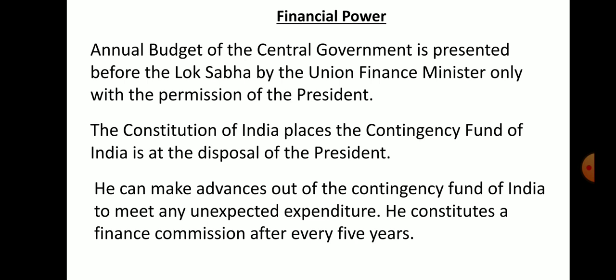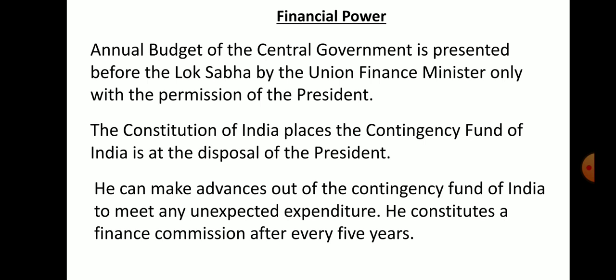The annual budget of the central government is presented to the Lok Sabha by the Union Finance Minister with the permission of the President. The Constitution of India places the contingency fund, that is for the emergency period or in the need of relief, when there is a flood or natural calamities. This contingency fund is given through the president.